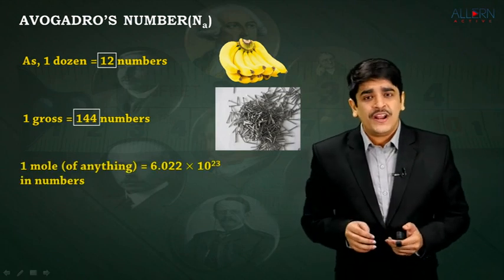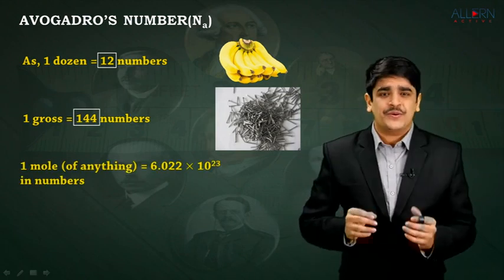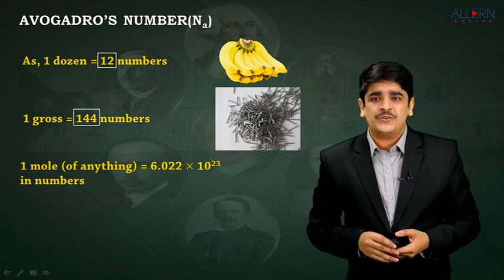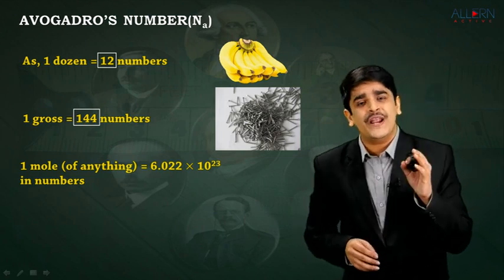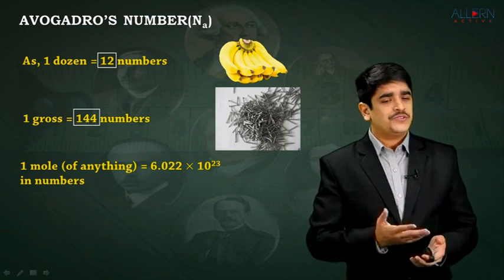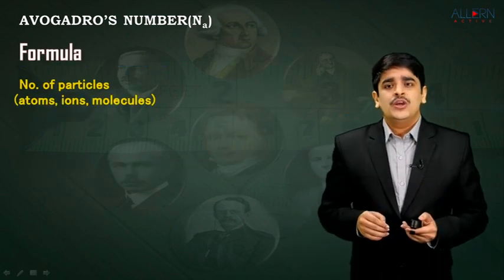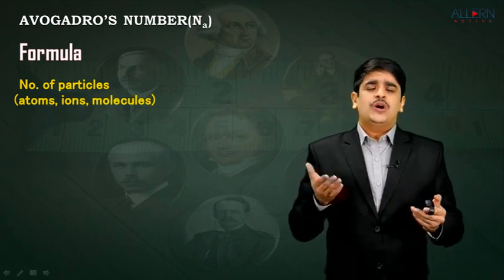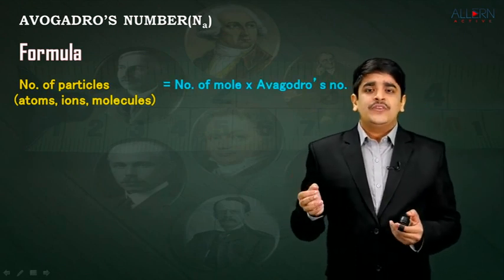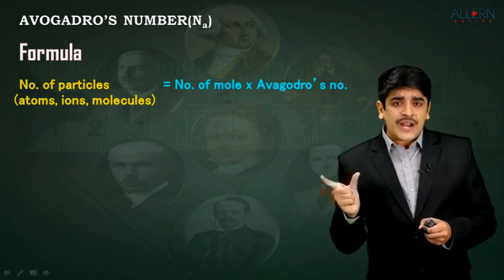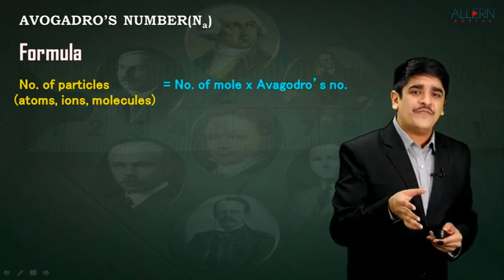But for 1 mole, the number is way bigger. 6.022 into 10 raised to 23 in numbers, atoms, molecules, ions, so as the case may be. Okay, so let's finish off. Number of particles, atoms, ions, molecules, it could really be anything, doesn't matter, is the number of moles of that particular substance into Avogadro's number.